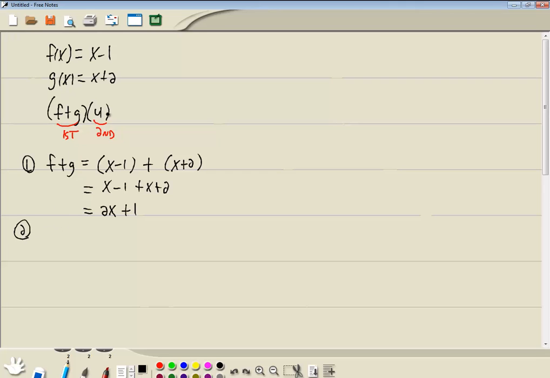And then second, what this notation says is we want to plug in the 4 for the x. So we're going to have 2 times 4 plus 1, which gives us 8 plus 1, or 9. And 9 is our answer.